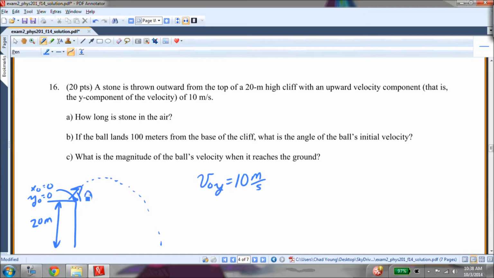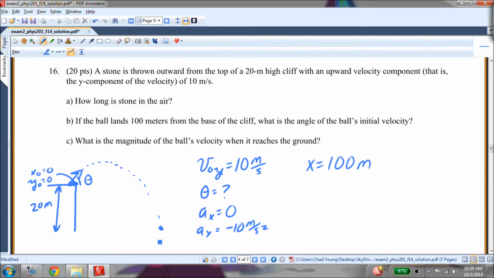Okay, I don't know theta. I don't know v naught x. I know that ax is equal to 0. Ay is equal to negative 10. And I think that's about it. Oh, and I also know that the x range is 100 meters. So x equals 100 meters. My first order is just to find how long it's in the air. In order to do that, I'm going to ask, how long does it take to get from y equals 0 to y equals negative 20?